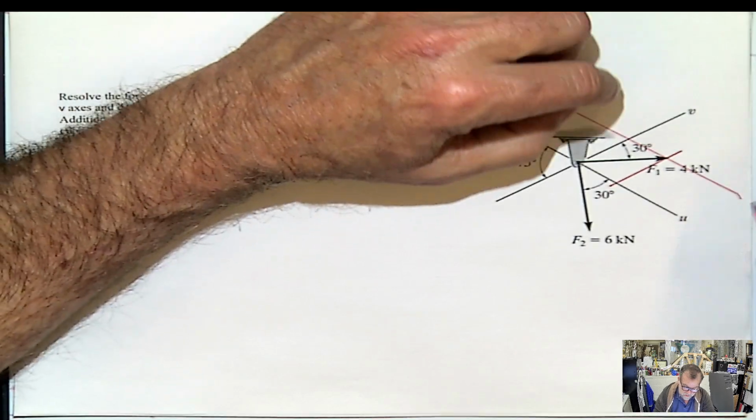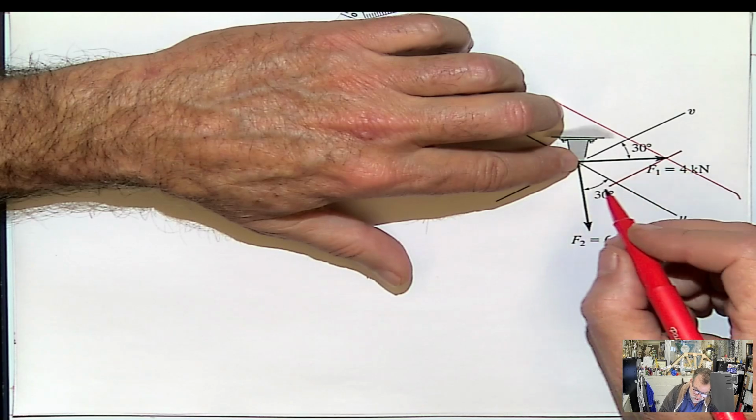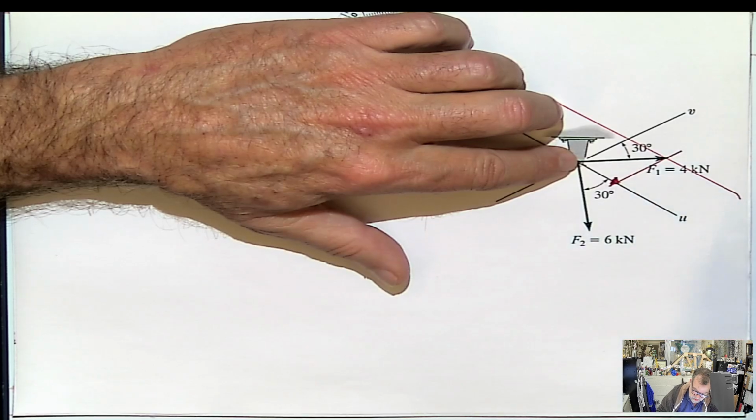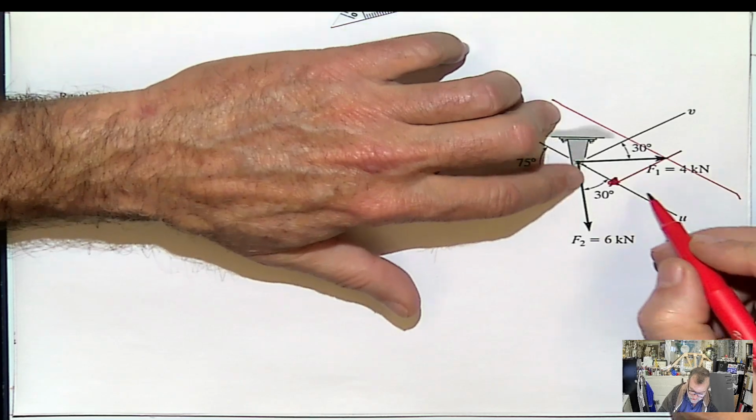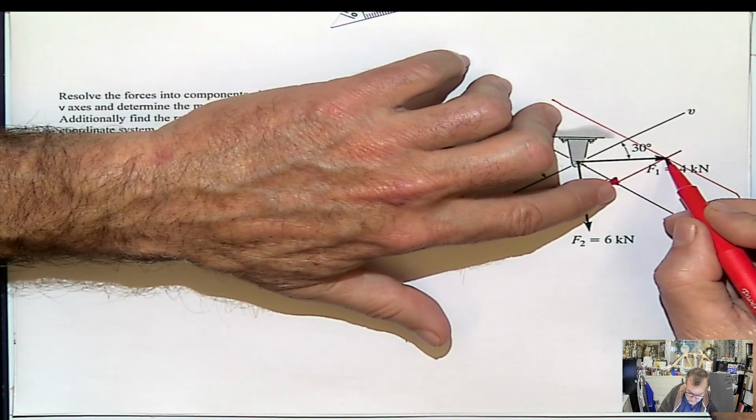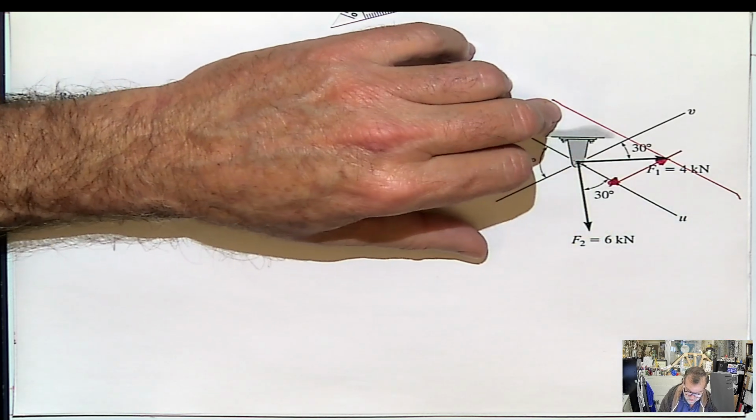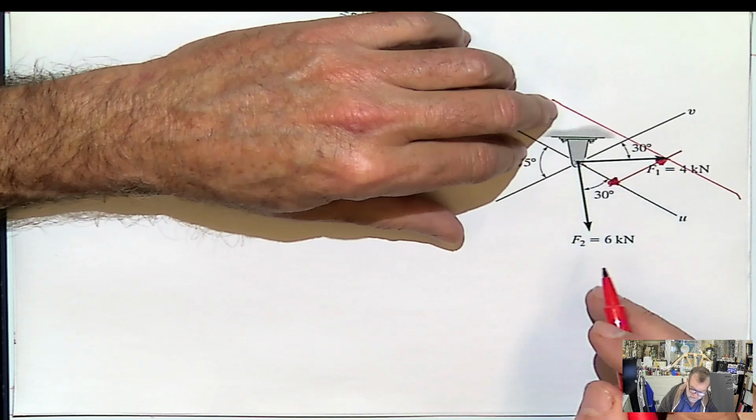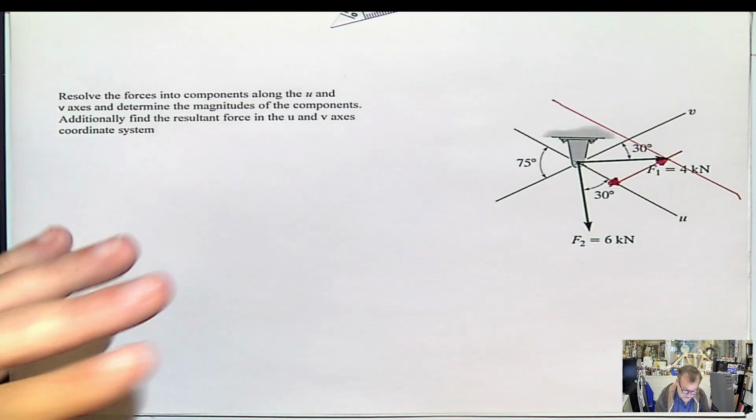So if I need F1, what does that mean? I'm going to have this component of F1 in the U-axis, and it's going to be positive because it's pointing in that direction, and this component of F1 in the V-axis, and it's going to go in that direction as well. So we have this little triangle here that we have to use for that. How are we going to handle this?